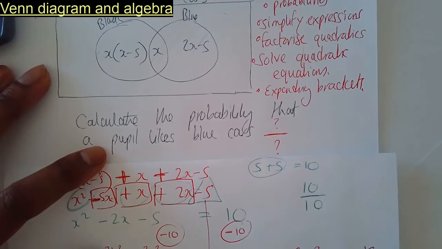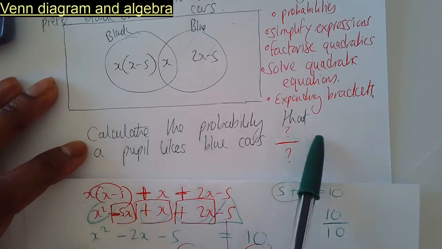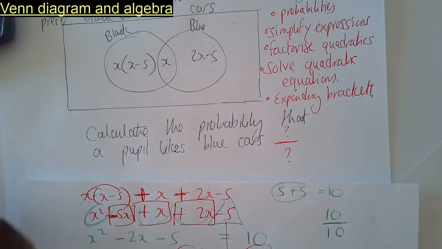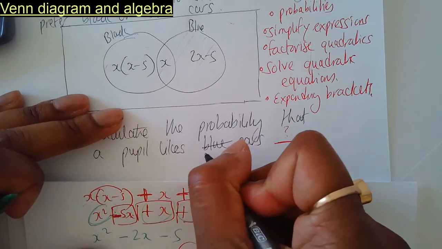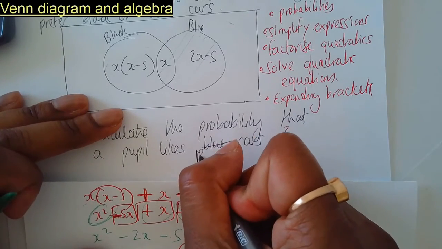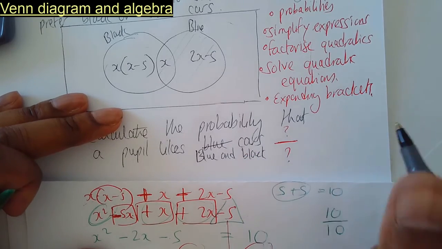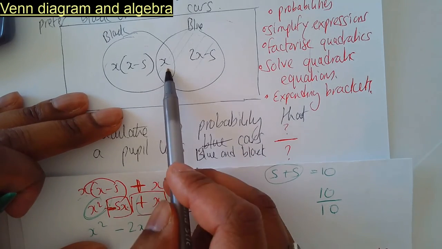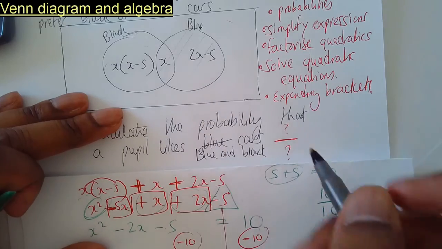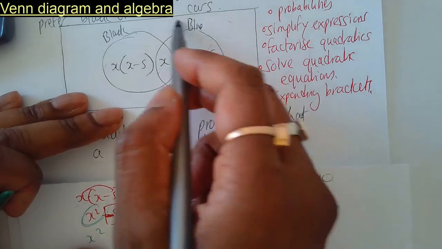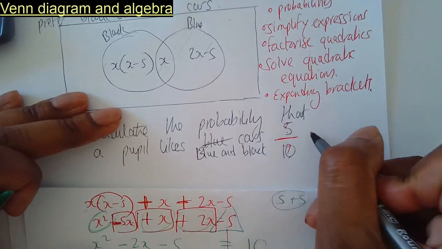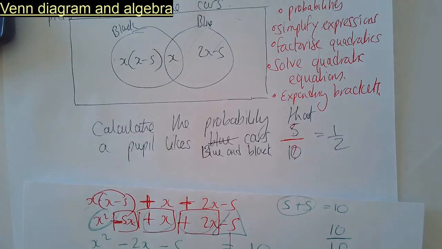Now if I was to ask a similar kind of question, calculate the probability that a pupil likes, let's say, blue and black cars. Replace the x with 5 here. And altogether we have 10. 5 tenths. Half the pupils like blue and black.